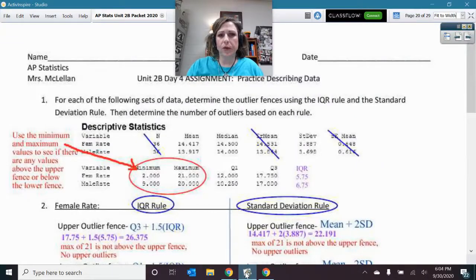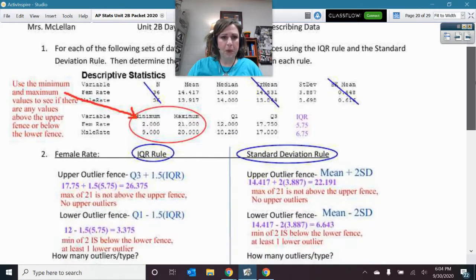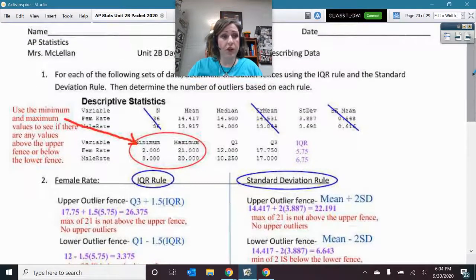All right, let's go over your Unit 2B Day 4 assignment, the practice describing your data. And so this first page had to do with the outliers. And so you wanted to make sure that you followed the outlier rules.